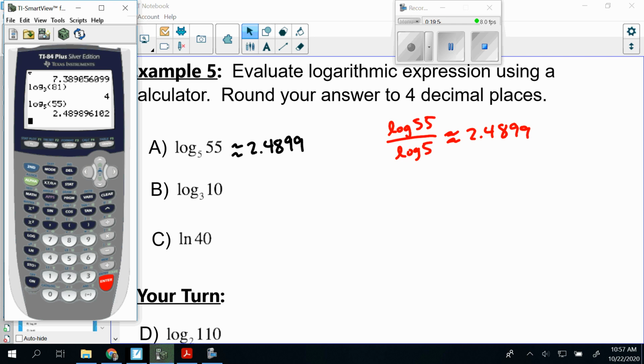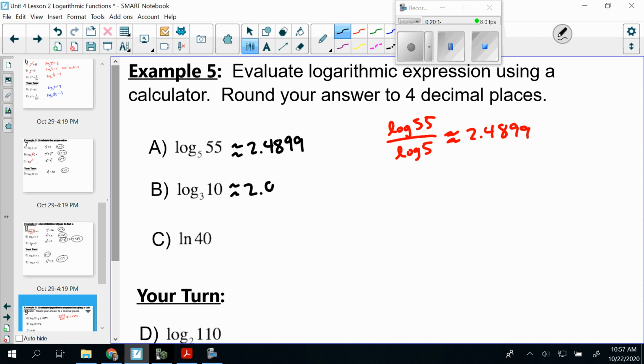The next one, log base 3. If you're doing that one, you can type it in. I'll type this one in the other way. So if you did log of 10 divided by log of 3, the base number, this should give us the same thing as what you'd get if you typed it in the other way. So looks like about 2.0959.